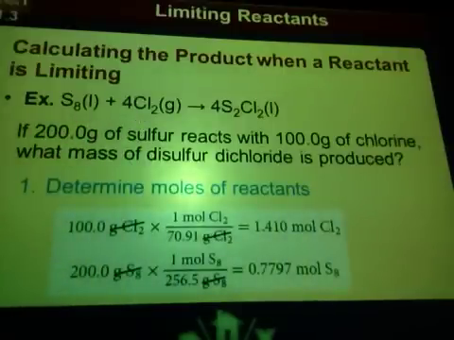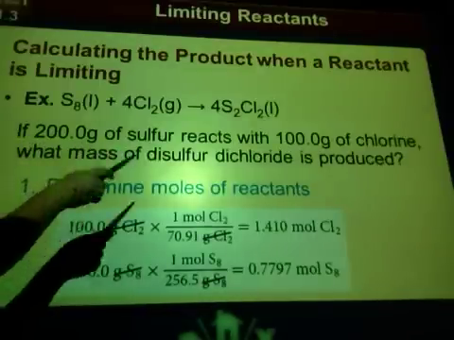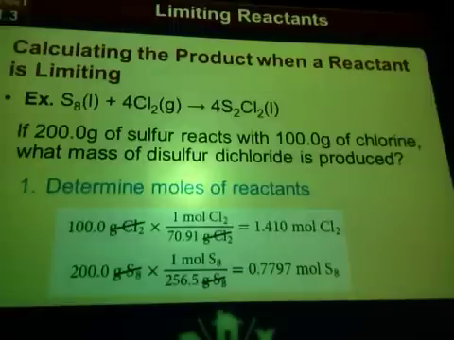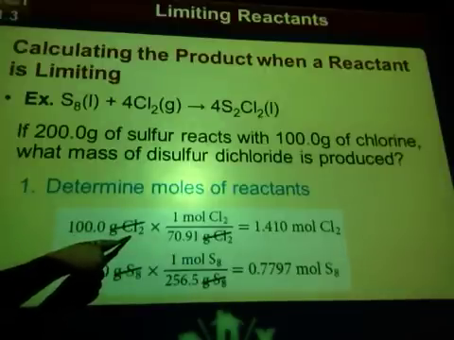So let's break this down into steps. Really easy steps. So we're going to first determine the amount of moles of reactants. So you were given 200 grams of sulfur and then you are also given 100 grams of chlorine. I just want to take those masses and I want to convert those to moles, and that's exactly what we did here. I had 100 grams of chlorine.